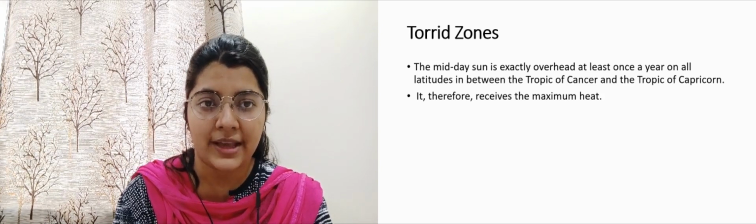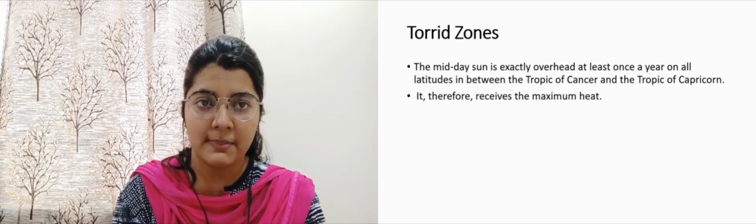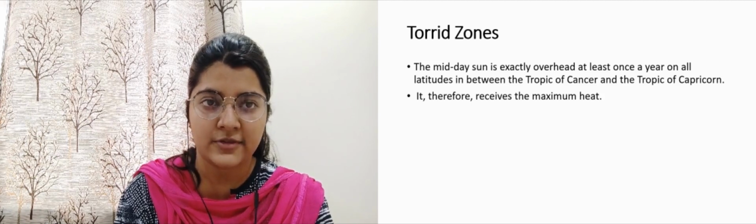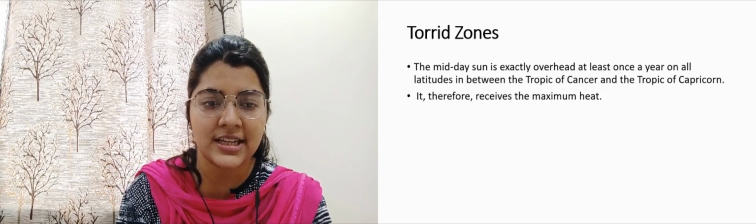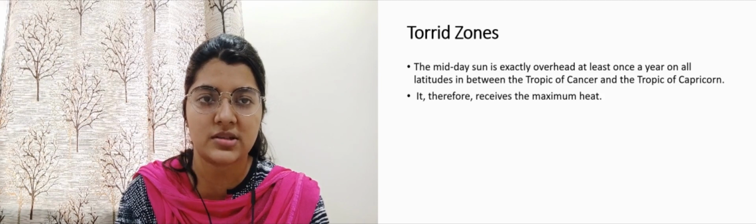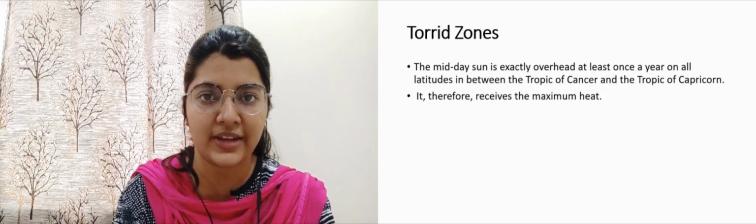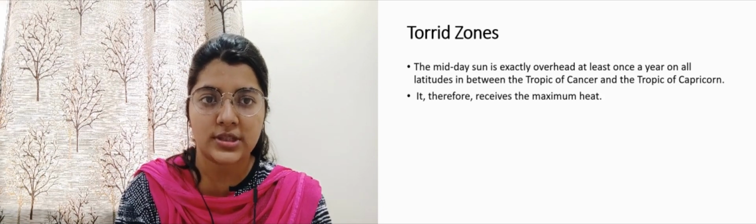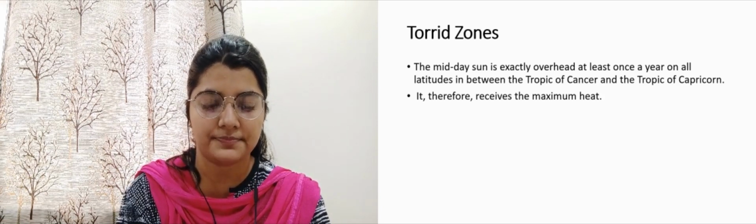So it receives the maximum heat. What you need to remember is, in the torrid zone maximum heat is received. Why? Because the sun is overhead at least once a year on these places between the Tropic of Cancer and Tropic of Capricorn. So remember that the torrid zone receives the maximum heat.